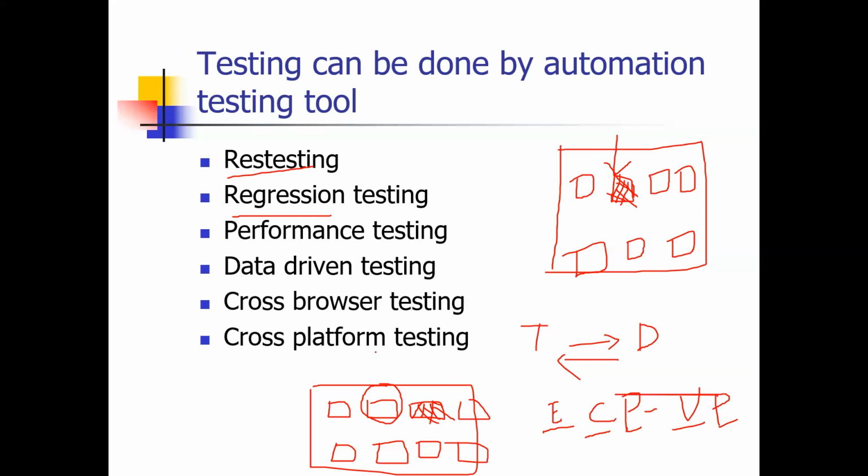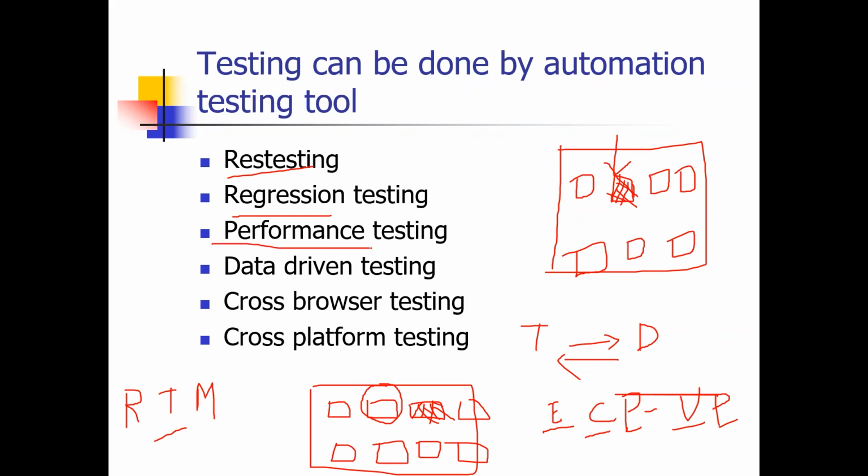What is the effect of changing this particular block on the nearby block? That is done by impact analysis, which is called RTM, requirement traceability matrix. You can see that in detail in the manual testing course. But here, in short, understand that checking the effect of the changed part can be easily done by automation testing.